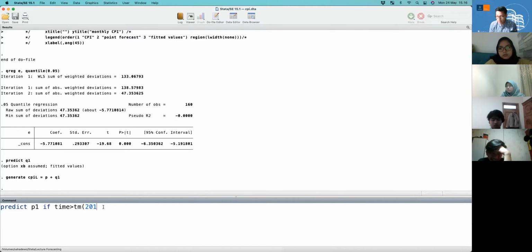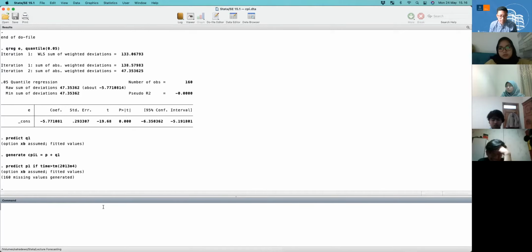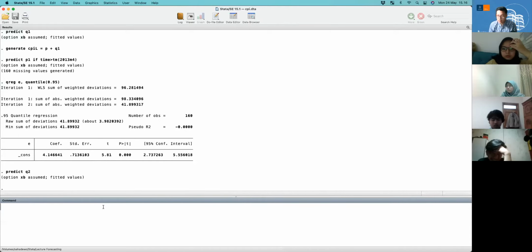But again, the idea is that you have the forecast interval. This is for the lower bound. And then after this, you also have the upper bound. So how do you calculate the upper bound? You're going to use the same quantile regression for the period, and then you have the 95th percentile. Sorry, 0.95, which is the percentile. Then you're going to predict, in this case, Q2, and this is going to be your upper bound. So you're going to generate CPI H, which is P plus Q2.